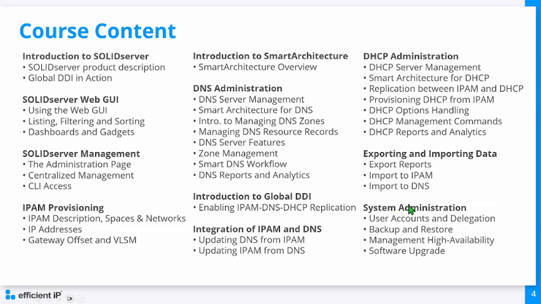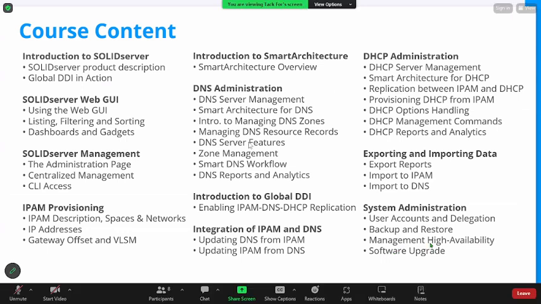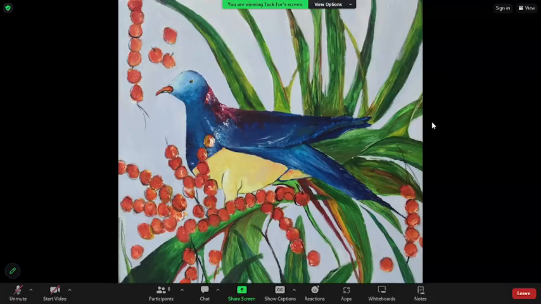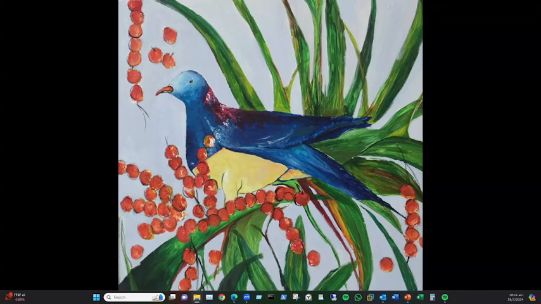After that, we're going to talk about system administration: how you manage the administrative users and how you do delegation and assign permissions, how you perform backup and restore, how you set up HA pair for the management, and how you do software upgrade. Today's topic is only on system administration. Okay, good. Now we're going to move on to import export.